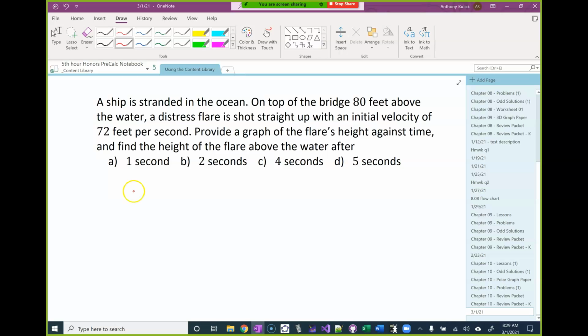So this is a position function, right? Because it's asking the position of the flare. It says the initial velocity is 72. Initial height is going to be 80 feet. Everybody's okay there?